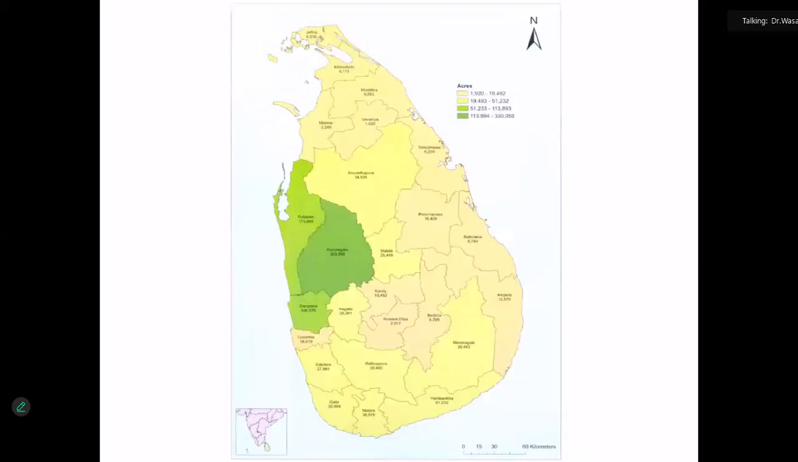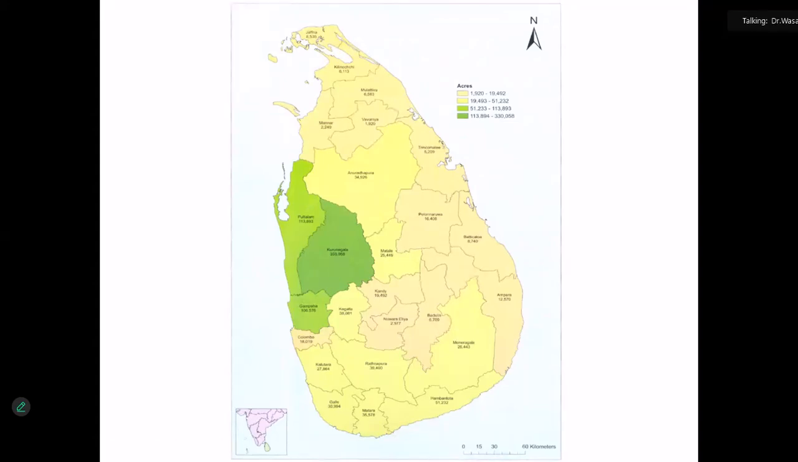Then we just take the Sri Lankan map. I have highlighted two districts in light green and one district in dark green. This is the Sri Lanka district map. You can see here, this area is Puttalam district, this is Gampaha district, this is Kurunegala district.